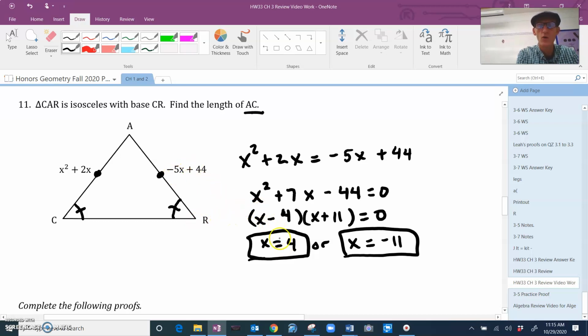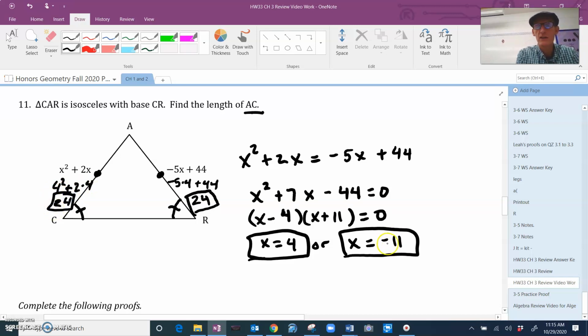Now, if it were me, I'd just substitute it into AR. So I'm going to substitute the 4 in, and I get negative 5 times 4 plus 44. That's negative 20 plus 44, which is 24, not 20. Right, that's 24. And this should also be 24. So 4 squared plus 2 times 4, that's 16 plus 8, which is also 24.